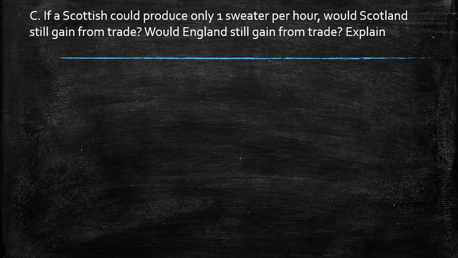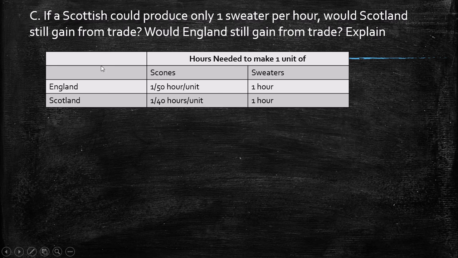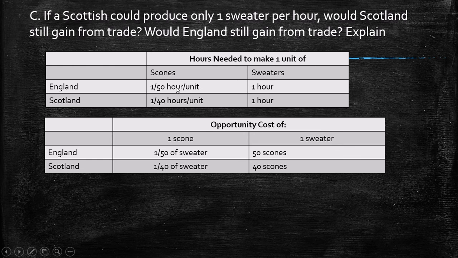Okay, so the C point: if a Scottish worker could produce only 1 sweater per hour, would Scotland still gain from trade? Explain. So here we have the hours needed to make 1 unit of each good.